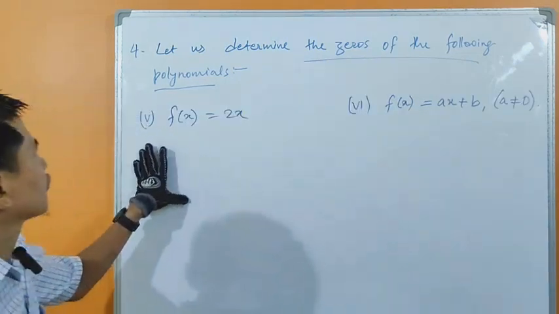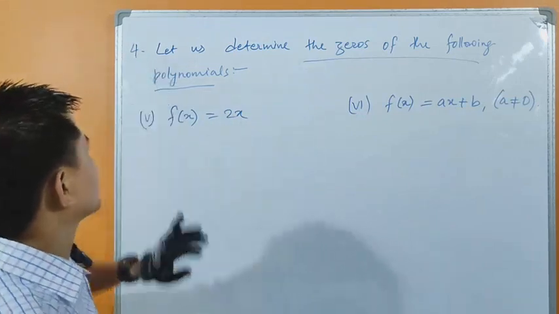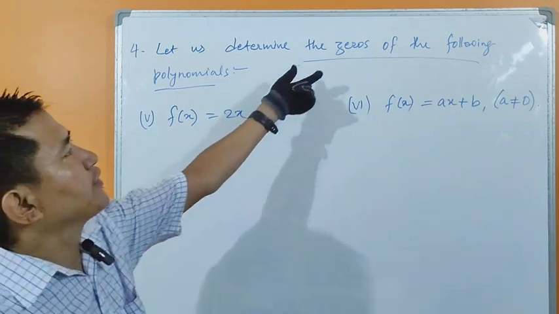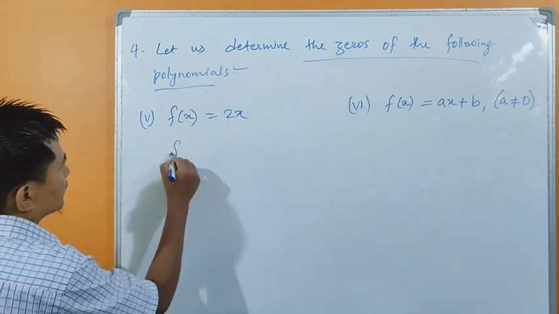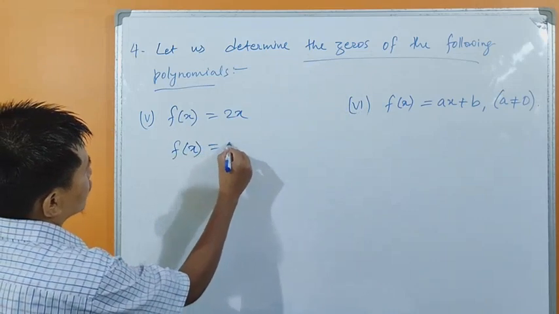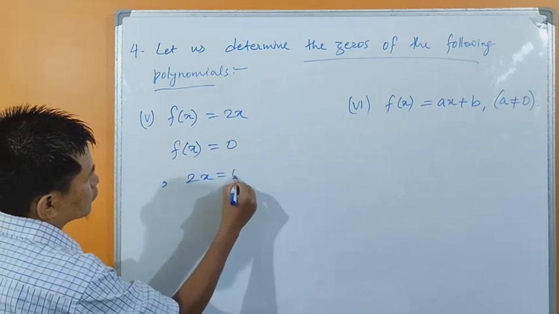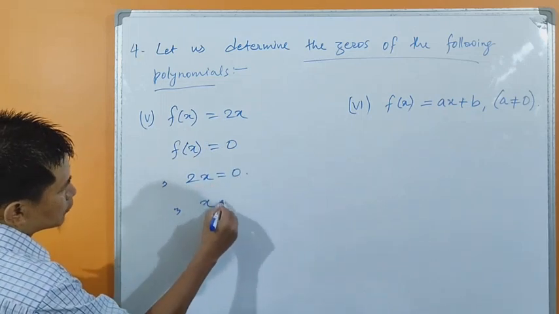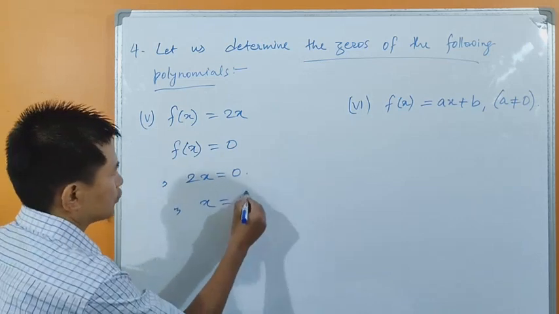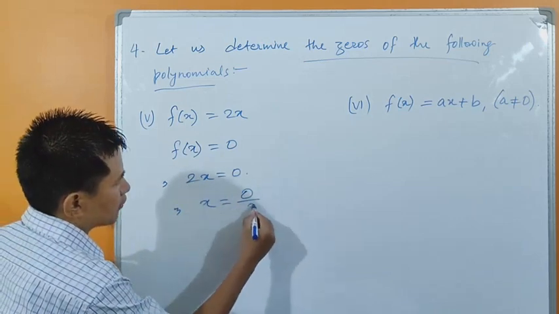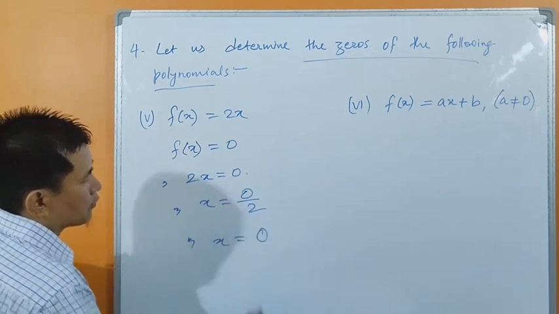Okay, let us go for sub-questions 5 and 6 of this last question from this exercise, question number 4. We are asked to find the zeros of the polynomial, okay? Zeros of the polynomial f(x). That means f(x) should be equal to 0, which means 2x should be equal to 0, isn't it? Or x equals, the 0 remains in the numerator, 0, and this 2 comes down in the denominator. Or x equals 0 upon 2, which means 0.